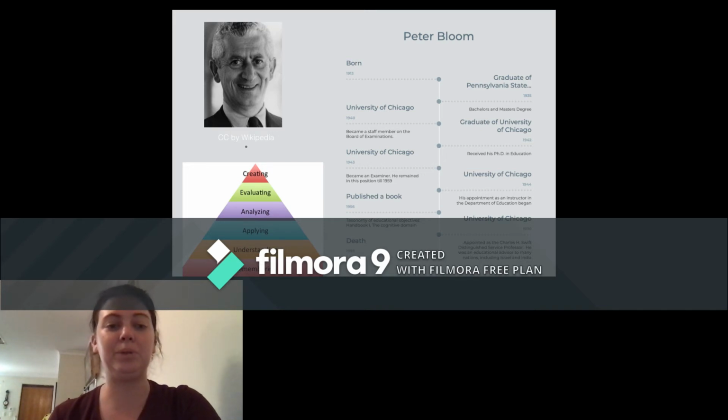His taxonomy model contains 6 levels. Each level can only be reached once the previous ones had been, and each level grows in complexity. The levels are remembering, understanding, applying, analysing, evaluating, and finally creating.